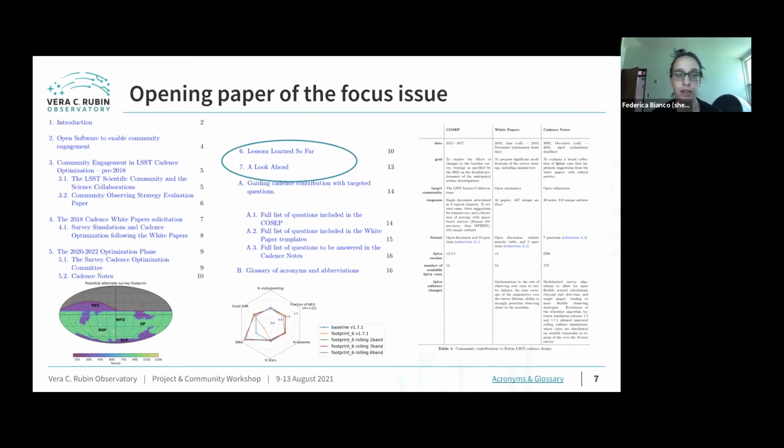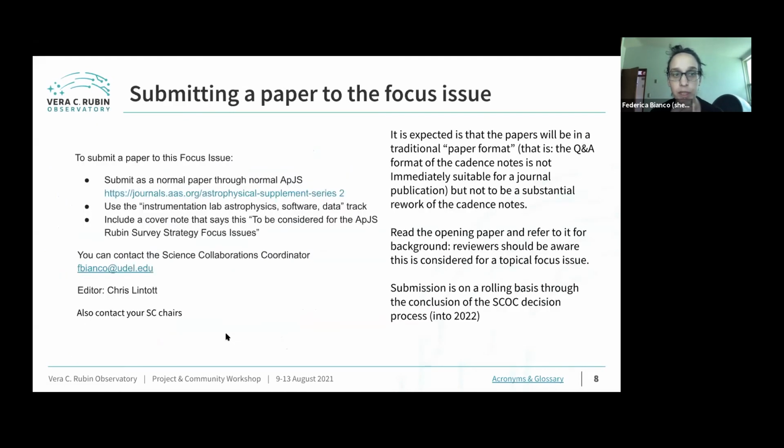Again, it contains examples of graphics that will likely appear in your papers if you submit one, such as the maps or the radar plots, and it explains why we use these graphics and what they mean. So it reduces the need for redundant background information in each of the papers. It's important that authors of the individual papers familiarize themselves with this document. Finally, how do you submit a paper? As I said, submission is on a rolling basis, which means you can submit now.